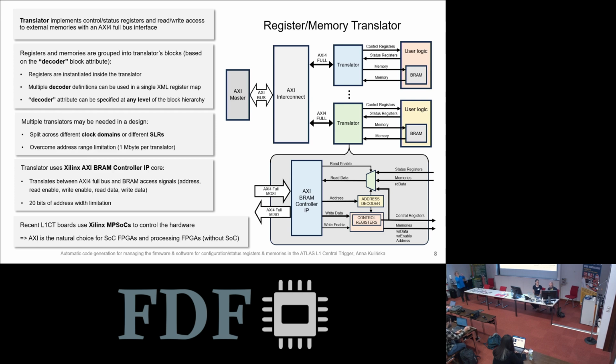This IP core interfaces between AXI full and the data signals that are driving BRAMs. So this one performs writes to control registers and drives them. Indirectly, it can also write to memories and can read from status registers, memories, and also the values of control registers back.